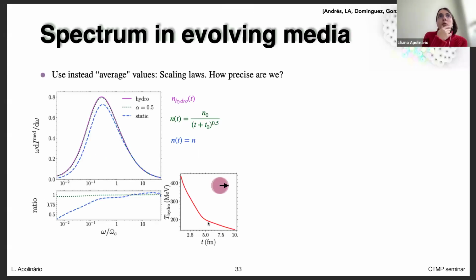And so what we present here is basically the comparison between the three settings. That is to say, the pink is the hydro, which would be the full solution, no assumptions, and no attempt to actually simplify the medium evolution. So this would be a realistic event that is diluting with time. And this would be our parameterization of the evolution. And this is the static case, which is the brick, okay?